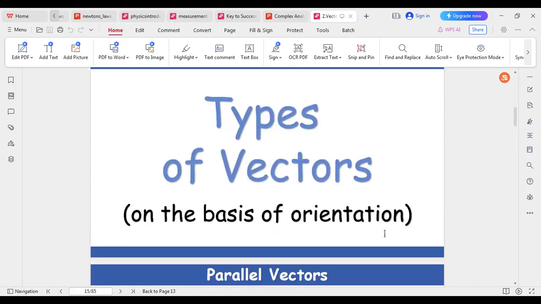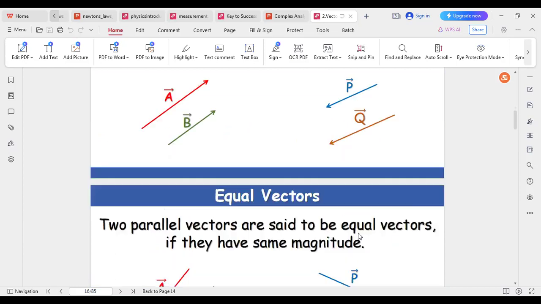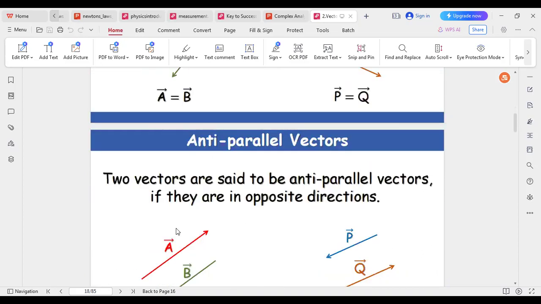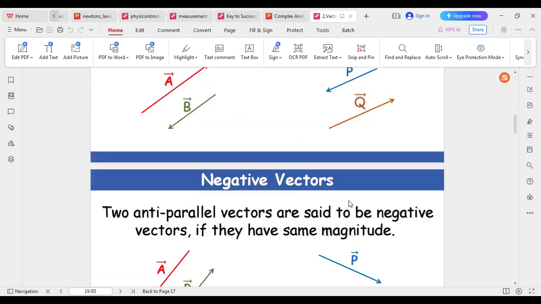Types of vectors on the basis of orientation. These are parallel vectors: A vector and B vector have the same direction, but length may be different. Similarly, P and Q are also parallel. Equal vectors: two vectors will be equal if they are equal in length and direction. Anti-parallel means the direction of one vector will be opposite to the other. Similarly, P and Q are also anti-parallel.